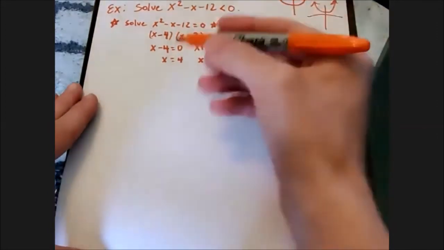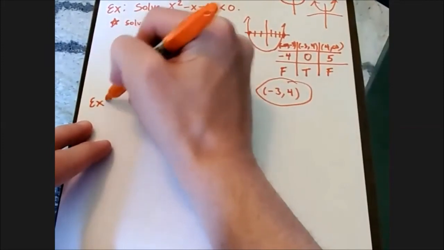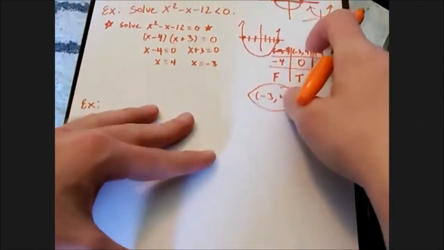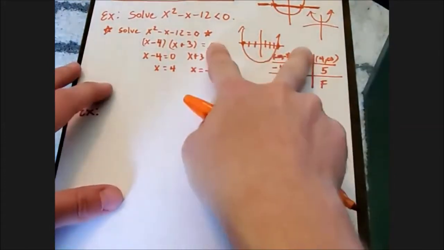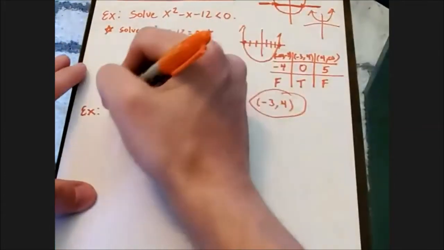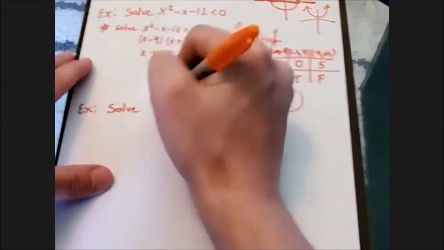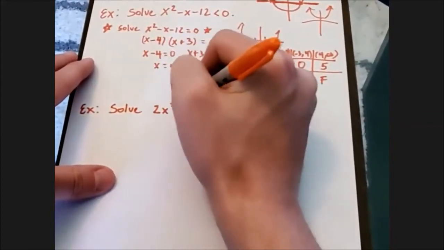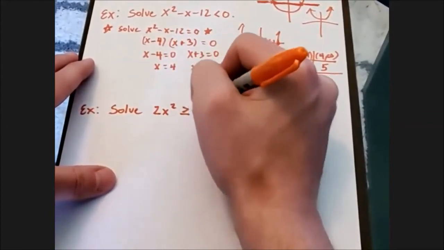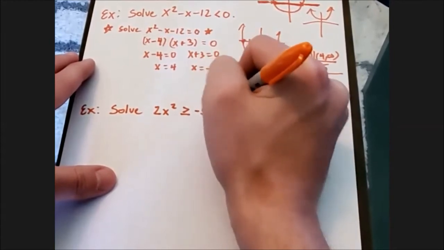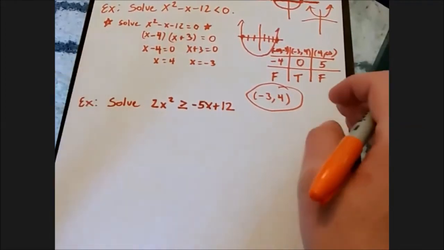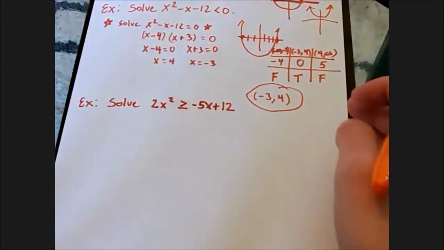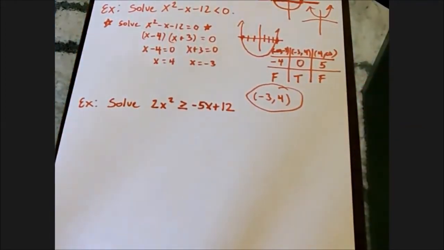I want to do another one of those that obviously does something a little different, that wouldn't necessarily be in between here. Let's see what happens when it's somewhere else. So let's look at this one. Solve 2x squared greater than or equal to negative 5x plus 12.